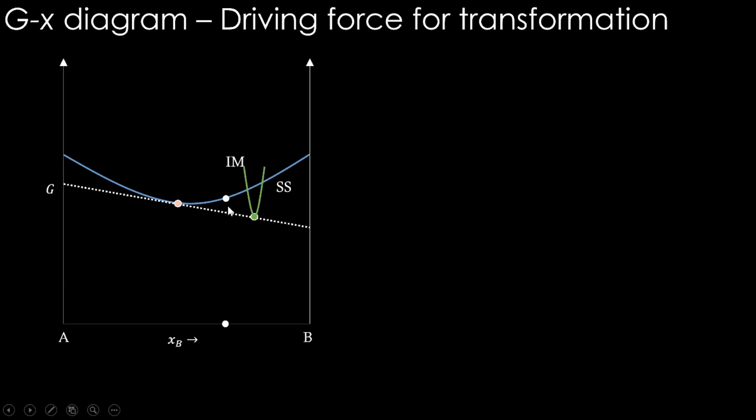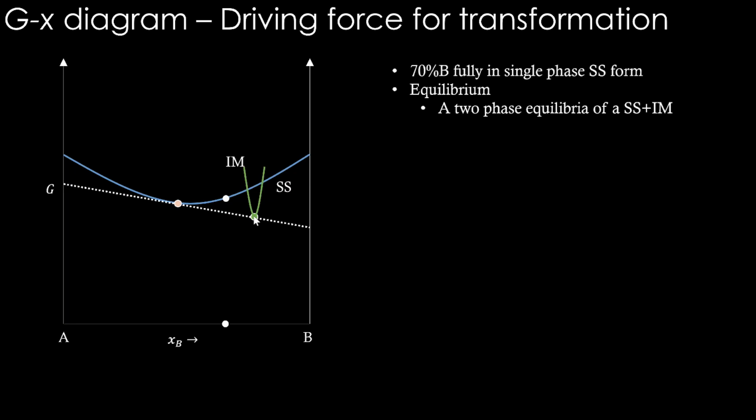What will it eventually transform to? It will transform to this state. From this Gibbs energy it will fall to this Gibbs energy, and these two phases, solid solution and intermetallic, will come into equilibrium. That is going to be the final state. So this is 70% B, fully in single phase solid solution form to start with, and it is going to go to this equilibrium state where a two-phase equilibrium of solid solution plus intermetallic will form. So this Gibbs energy decreases to this Gibbs energy. Now this entire Gibbs energy change that we have been seeing till now, we called it driving force, but that is the driving force for the entire transformation.